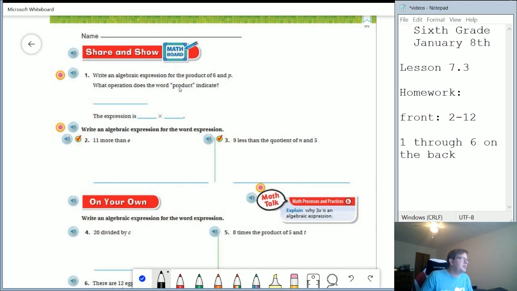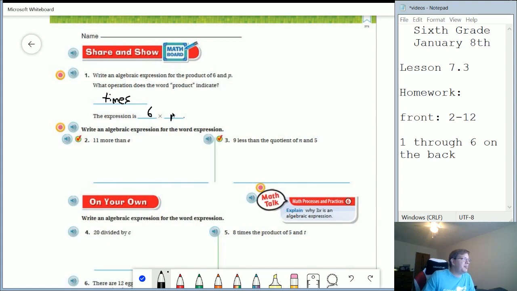So we are doing multiplication here. So I'm just going to put times, because I know some of you still talk about it that way, which, I mean, it's fine. But again, we probably, by 6th grade, should be using the proper terminology. We're working with products. We're working with multiplication. And so our expression that's going to give us the product is going to be 6 times p.